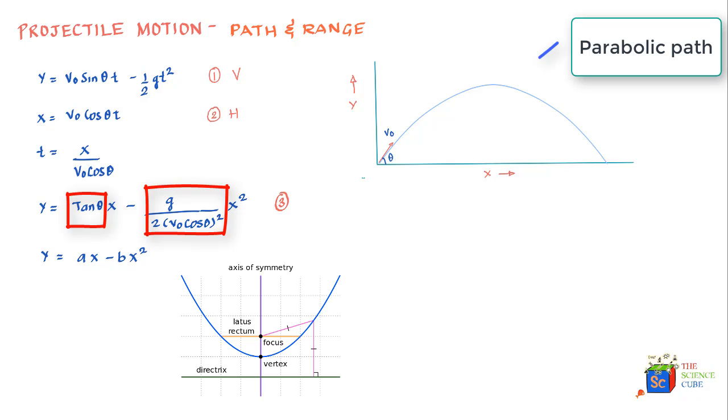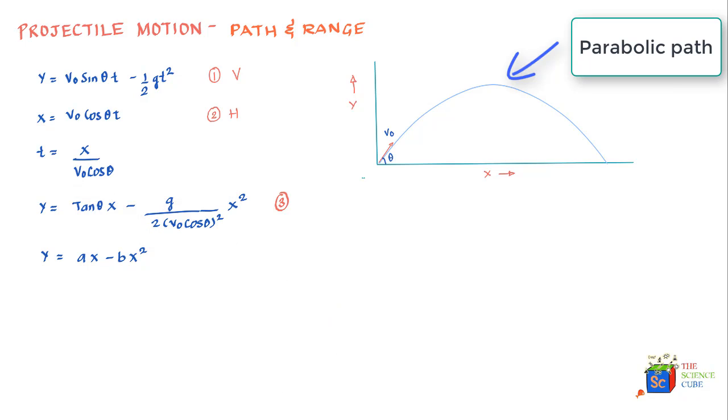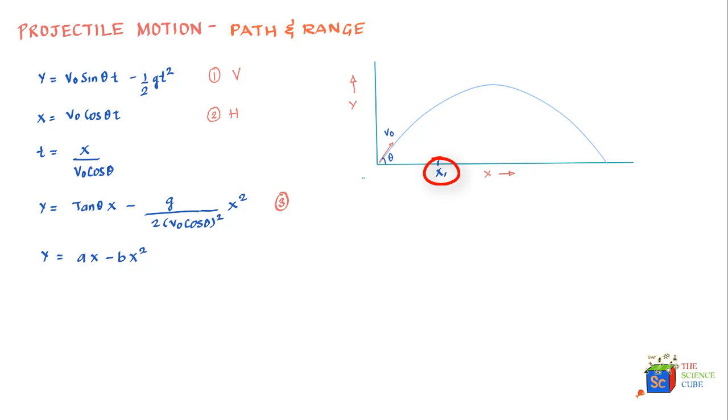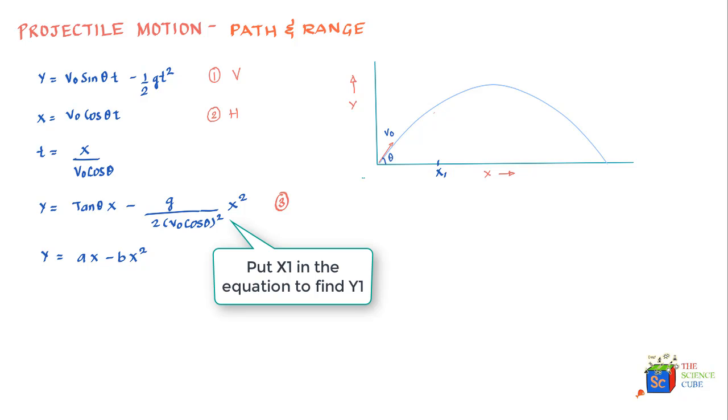So if you substitute the value of x in this equation, you will get a corresponding y value. If you have, let's say, x1 over here, then the corresponding y value can be found through this equation, and this value would be this. Let's call this y1.